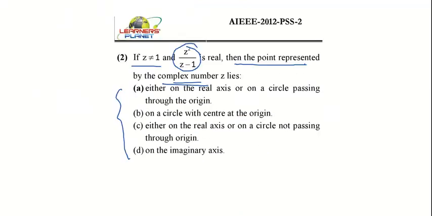So let's see which is the correct answer. Here we can say option A is saying either on the real axis or on a circle passing through the origin. So this is the correct answer.